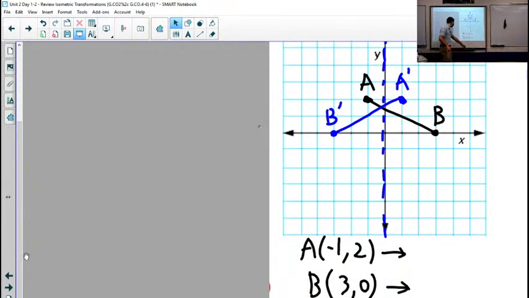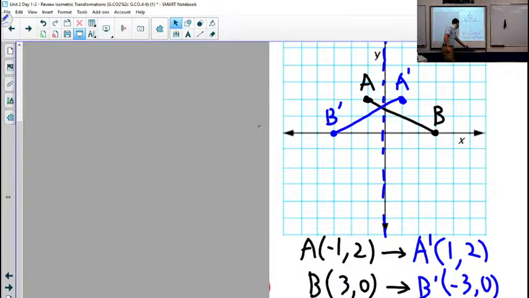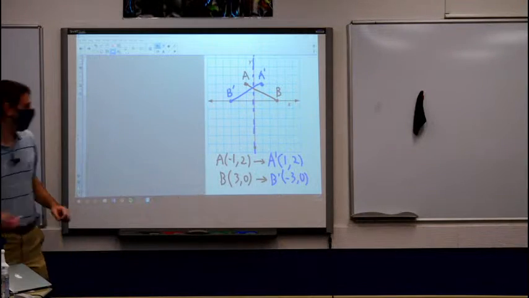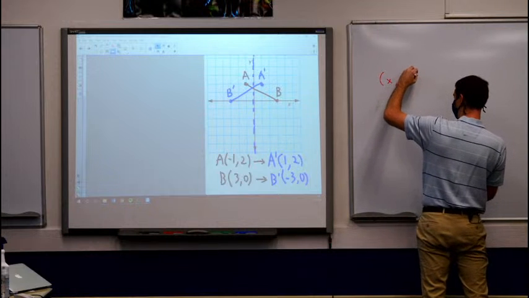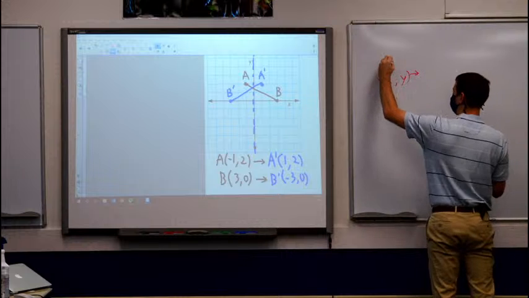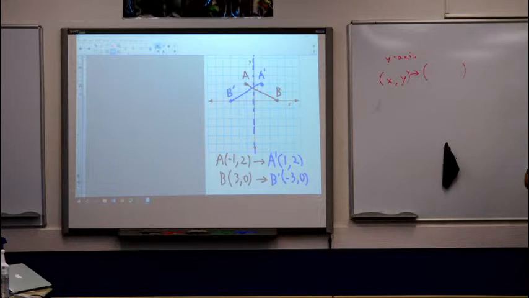So we're going to write out those coordinates. We had negative 1, 2 is going to go to A prime, which is at 1, 2. And B prime wound up at negative 3, 0. In general, if we're flipping over the y-axis, that means that x, y... well, let's take a look at what happened with our x coordinates and our y coordinates.